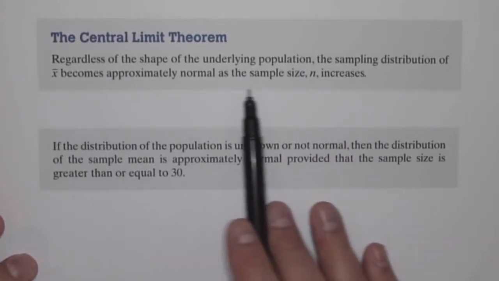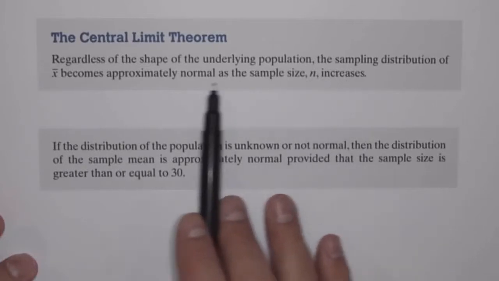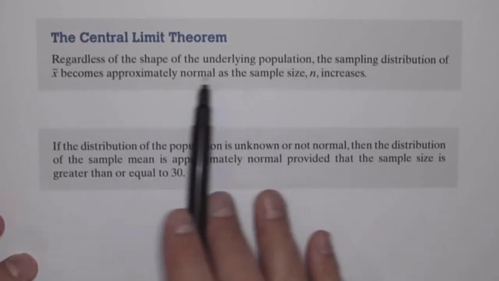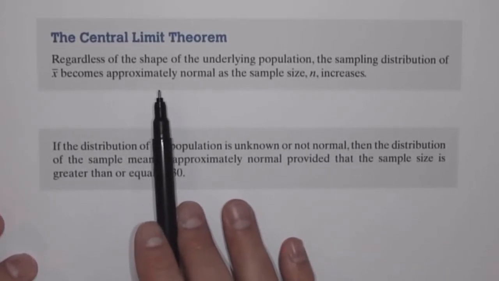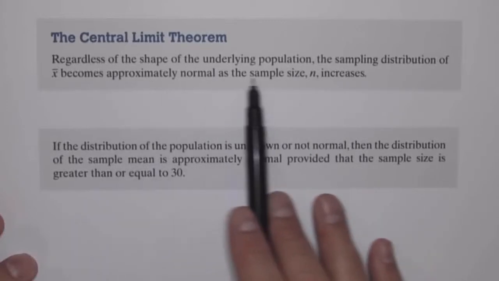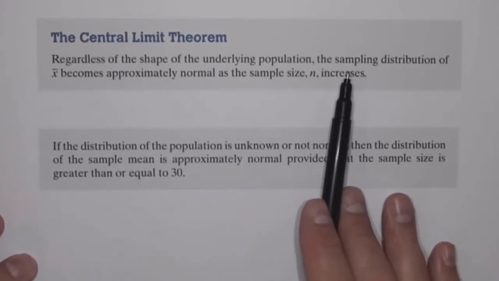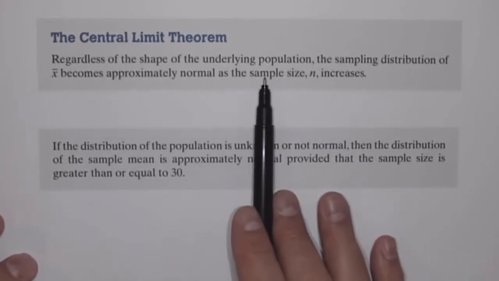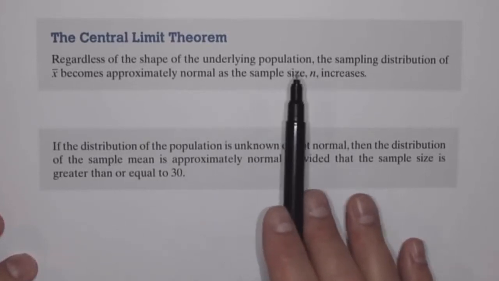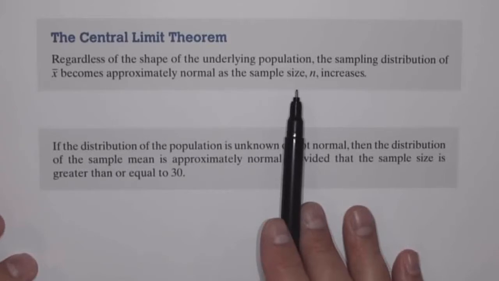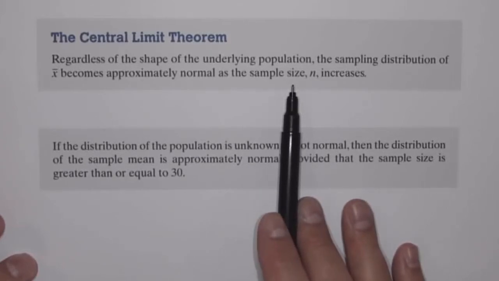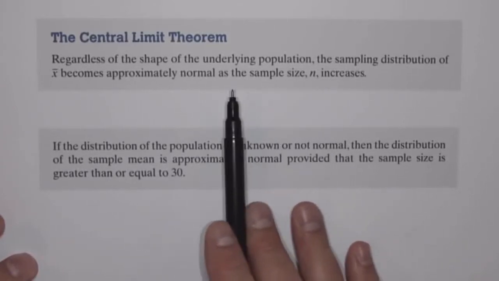So if we have a relatively small sample size, and the population's not normal, then the sampling distribution of x bar won't be normal either. But if we have a large sample, then even if the population's not normal, the x bar distribution will become normal because the sample size is so large. So again, even if the population's not normal, the sampling distribution of x bar will be normal if the sample size is large enough.